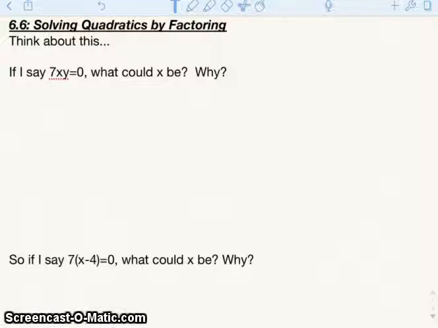6.6 is solving quadratics by factoring. So first I want to pose a question to you. Think about this. If I said 7xy is equal to 0, what could x be? And then y?